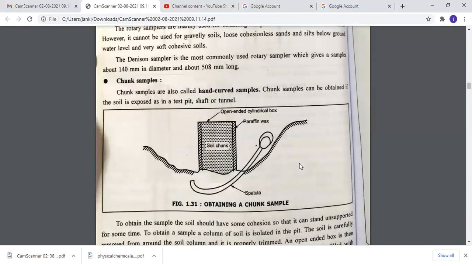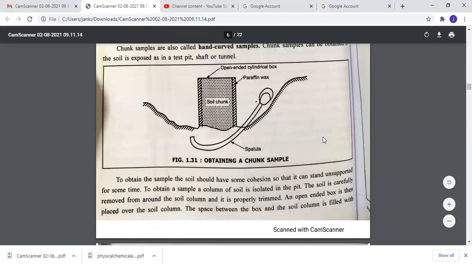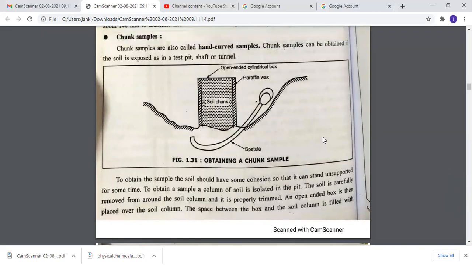Chunk samples. These samples are also called hand carved samples, right? They are obtained if the soil is exposed, as in a test pit, shaft, or tunnel, as you can see there. To obtain the samples, the soil should have some cohesion so that it can stand unsupported for some time. A soil column is isolated in the pit. Soil is carefully removed around the soil column and it is properly trimmed. An open-ended box is then placed over the soil column.